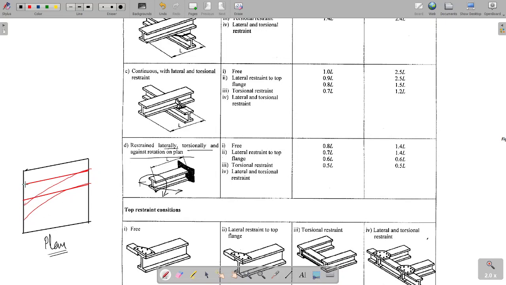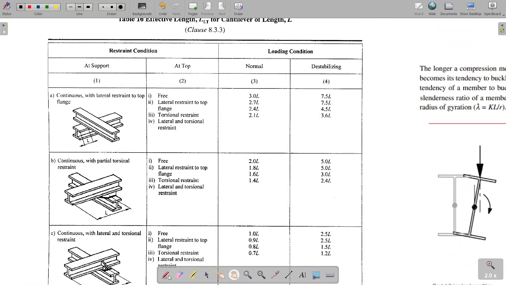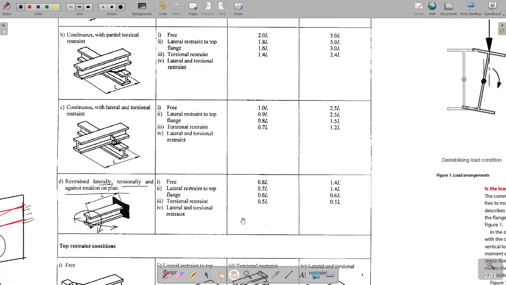So this is the plan. Suppose we are looking at the beam from the top, so it will be visible like this. In plan also there will be no rotation. This is the cantilever beam, fixed here. So in plan there could be rotation in this case, but this rotation won't take place in our case. So there are four conditions. This is the restrained condition at support, and this is the restrained condition at top. The restrained condition at support is restrained laterally, torsionally and against rotation on plan. So here there will be no lateral deflection, no torsion and no rotation in plan.